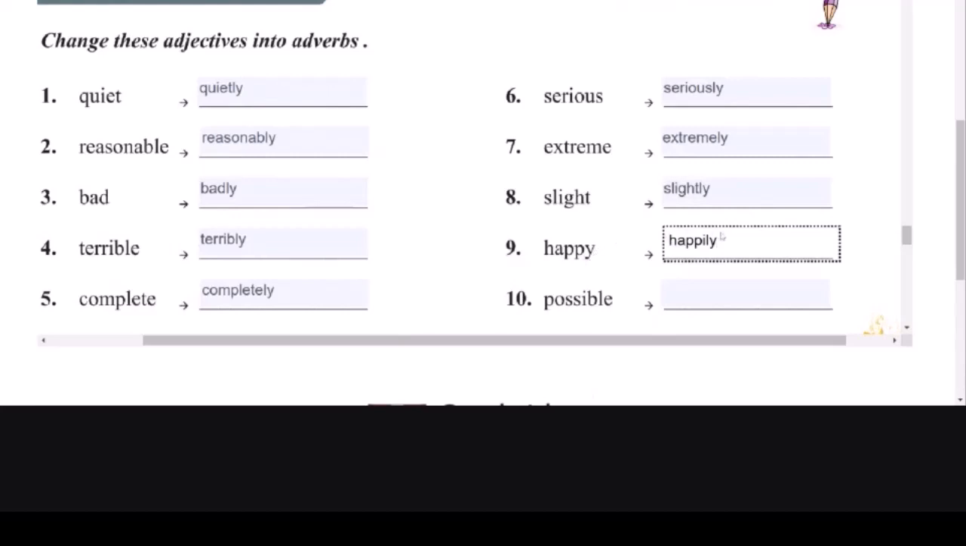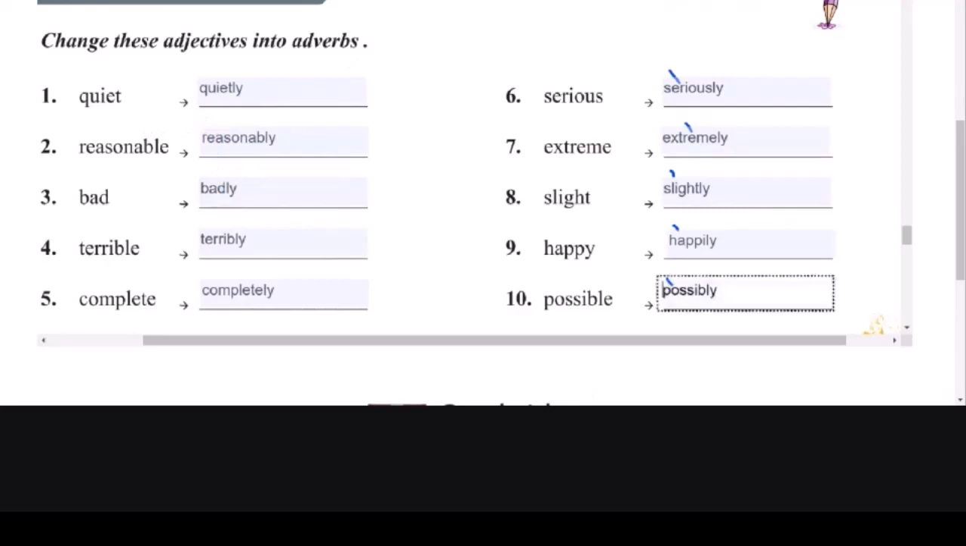Yeah, we changed the Y to I in this case, right? And then here, possible. Possibly. Right? Emphasis on the pa, right? We should notice where the emphasis is in the pronunciation. Possibly. Happily. Slightly, right? Extreme, in this case, extremely on the tree. Seriously on the sick. Reasonably on the ri, right? Reasonably. All right, good.